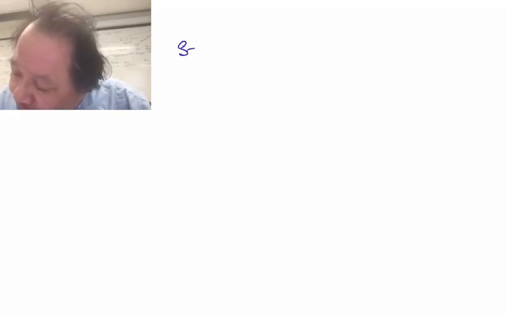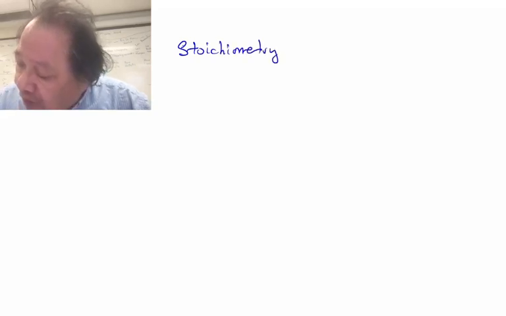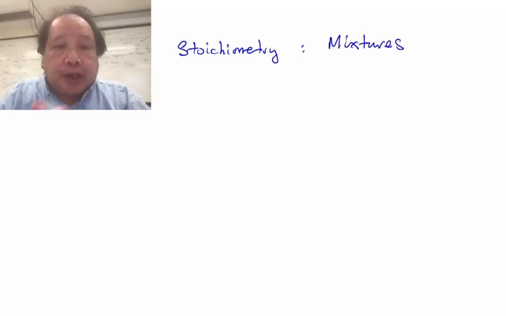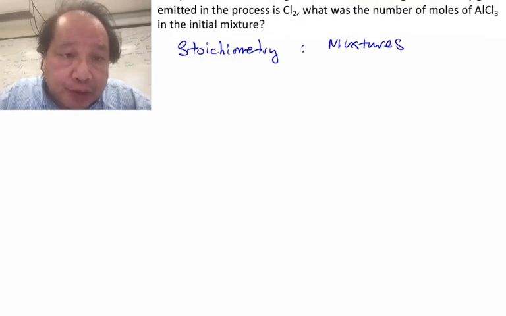Hi, today we'll look at a stoichiometry problem involving mixtures. And the problem which we're going to look at is this one here.